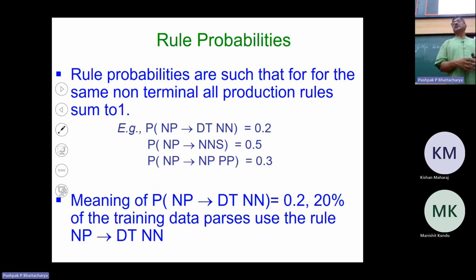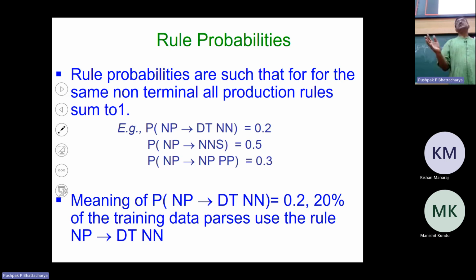Here is the example. The rule probabilities are such that for the same non-terminal, all production rules sum to 1. So the probability of NP going to DT and N is 0.2. Probability of NP going to NNS is 0.5. Probability of NP going to NP PP is 0.3. See that the sum is 1. So what is the meaning? The meaning is that 20% of the training data parses use the rule NP goes to DT N.